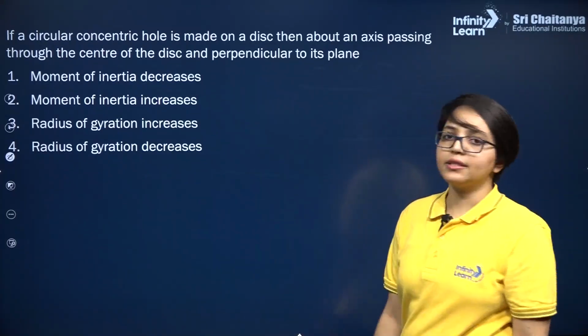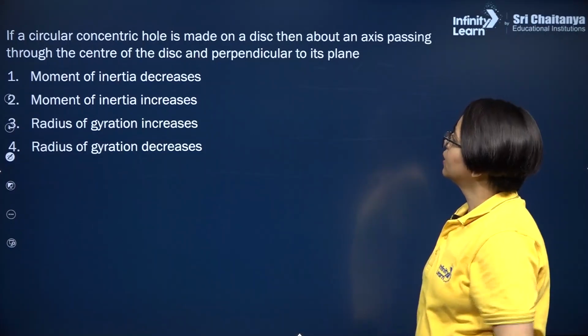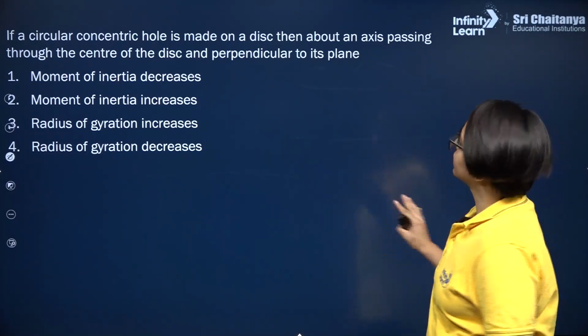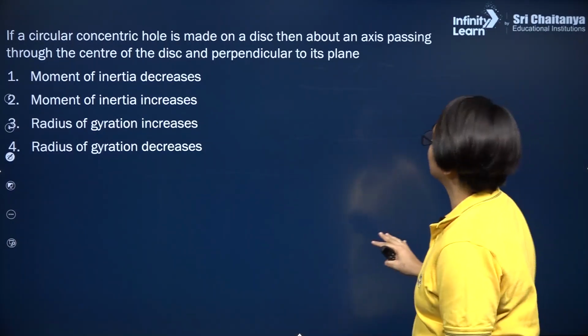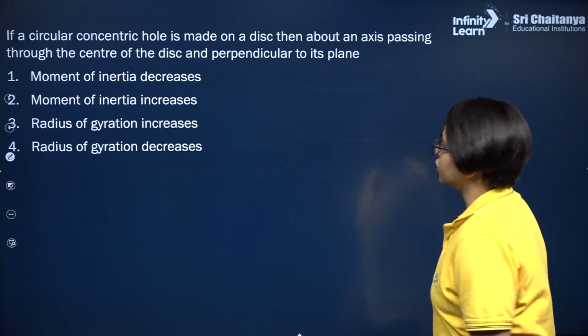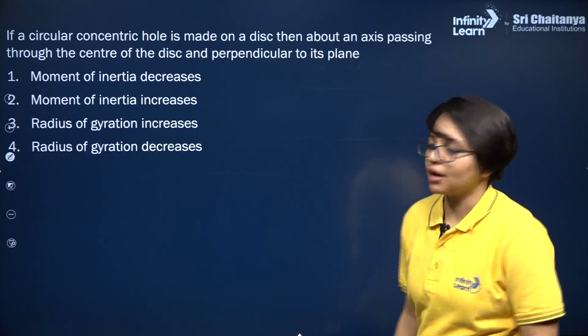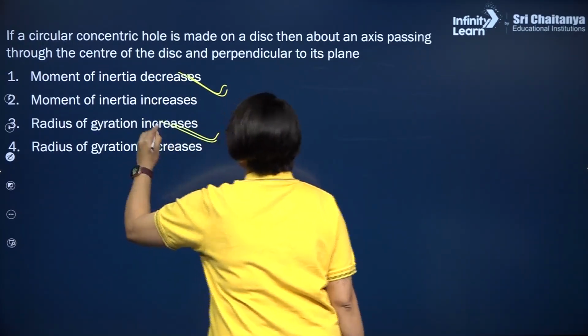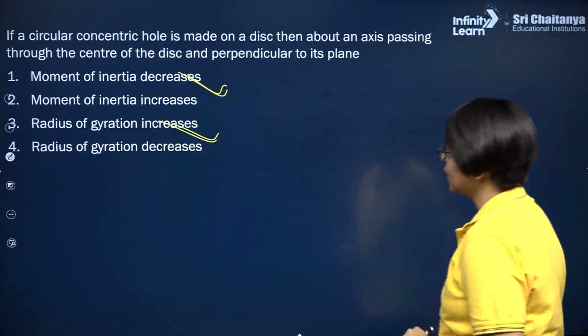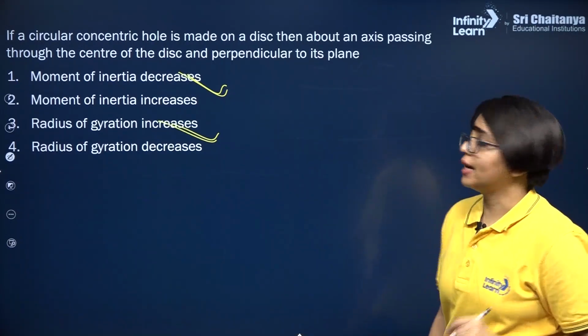Next is, if a circular concentric hole is made on a disc, then about an axis passing through the center of the disc and perpendicular to the plane, moment of inertia decreases because we are decreasing the mass, right. If moment of inertia decreases, radius of gyration increases. Okay. So, correct answer is 1 and 3.